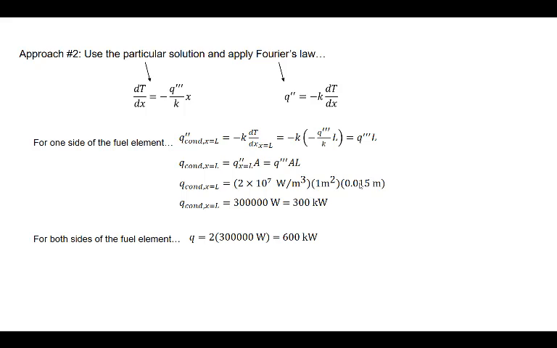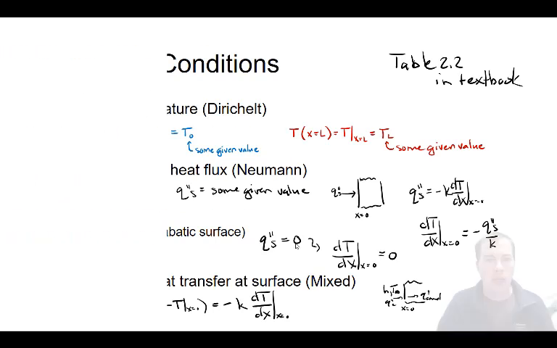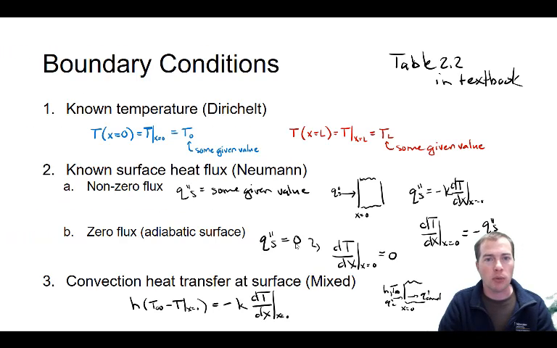Consequently, we calculate the same rate of heat transfer for one side of the fuel element, and we double that for both sides of the element, so that the overall rate of heat transfer is 600 kilowatts. In this particular example problem of the fuel element, we had a symmetric temperature distribution. We used a symmetry plane and a known surface temperature. These are two examples of boundary conditions that you may encounter in other problems.